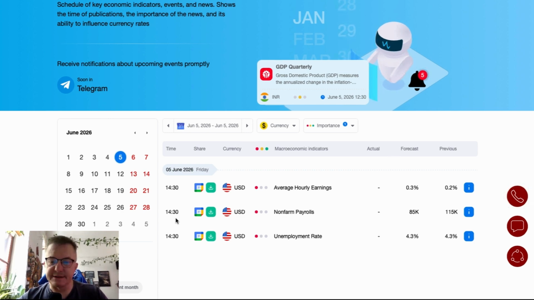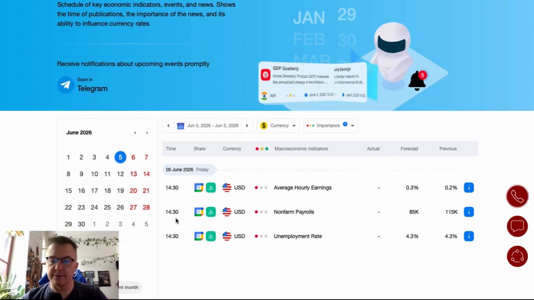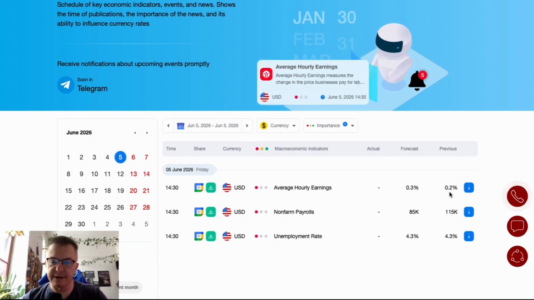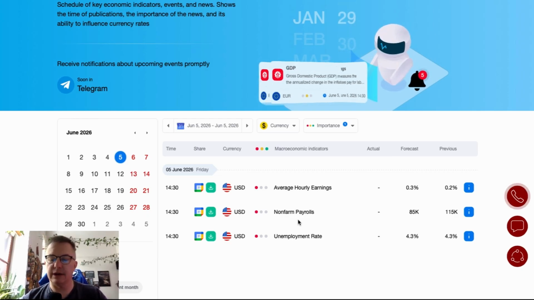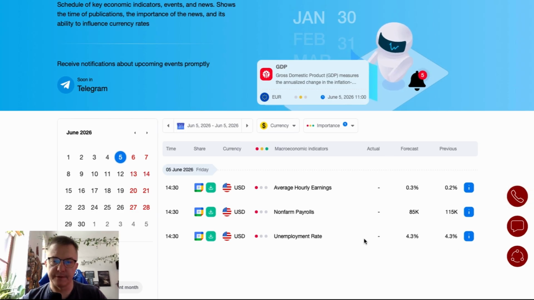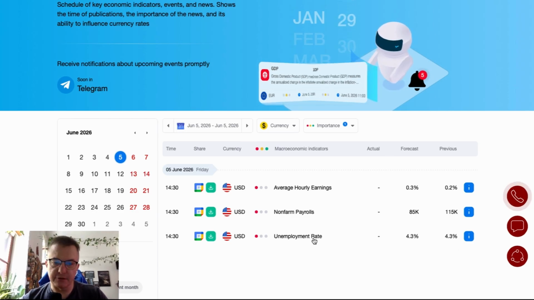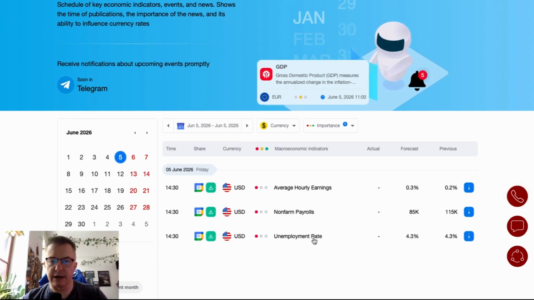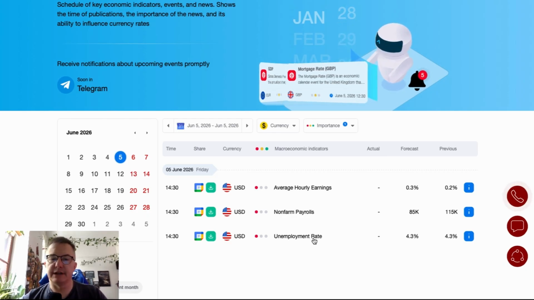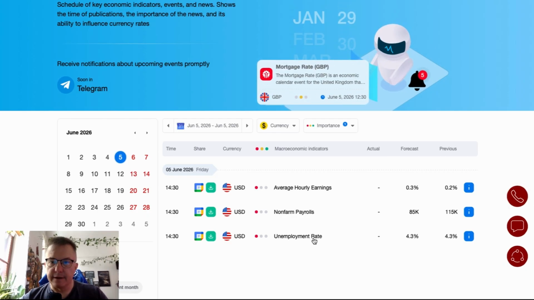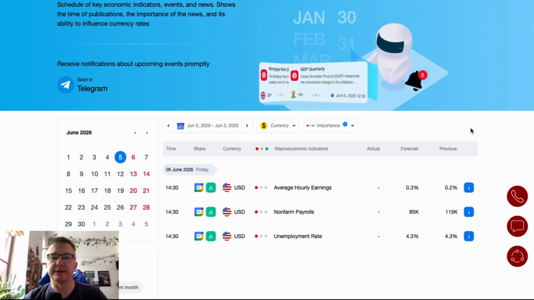The market participants expect the average hourly earnings to increase from 0.2 to 0.3%, non-farm payrolls to drop from 115,000 to 85,000, and the unemployment rate to stay at the same level of 4.3%. So please stay focused, stay vigilant around 2:30, because the major economic data release for this week is scheduled to hit the market at this time.